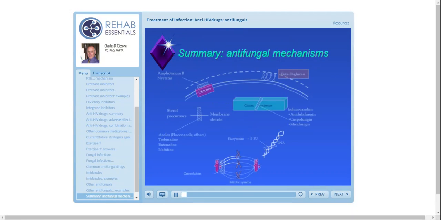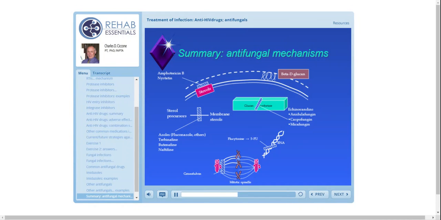This diagram summarizes some of the common antifungal mechanisms. You can see that some drugs like amphotericin B and nystatin affect the formation of sterols. Others, like the azole drugs, fluconazole and so forth, affect the formation of the membrane sterols. Others affect an enzyme called glucan synthetase, which is an important enzyme that makes certain components of the membrane. Others actually affect the mitosis of the fungus. Griseofulvin is a good example of that.